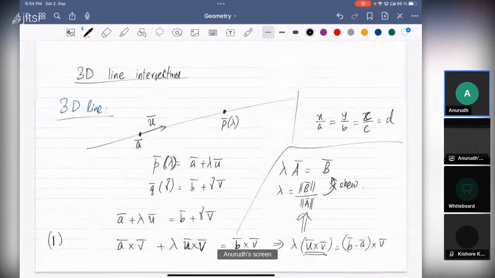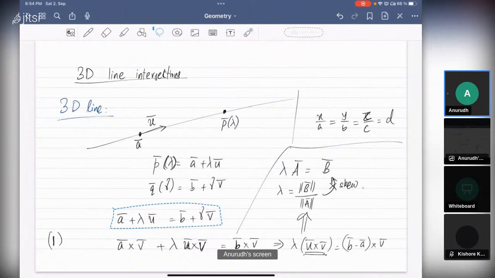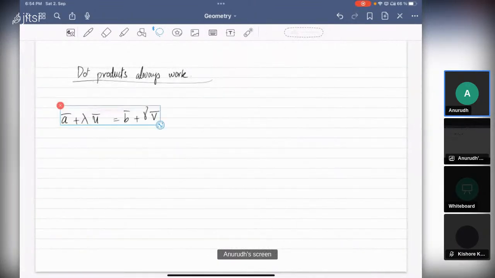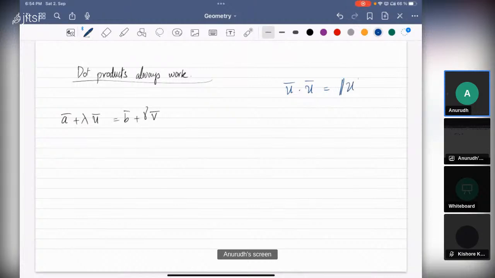So maybe let's pick out the equation again and see what we can do without using cross products. So one thing I can use is this identity that u dot u is just the norm of u square, which is just a number. So this is a number. In fact, it's always a positive number, which may not be useful, but yeah, it's a number.